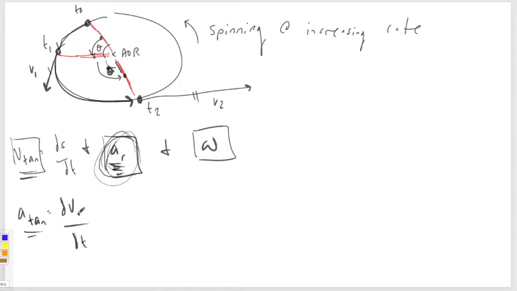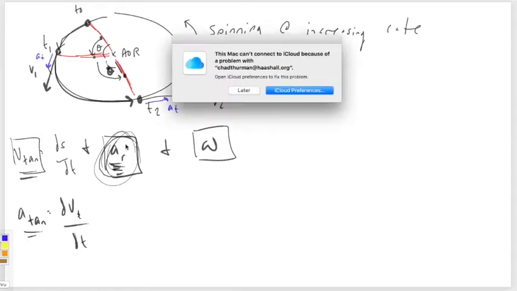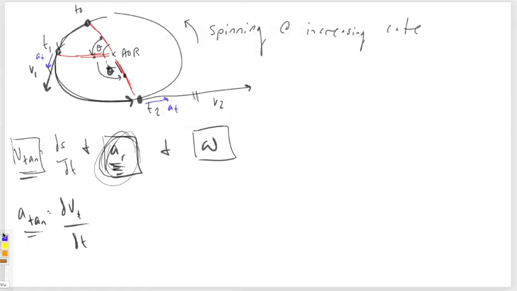Where a tan is responsible for the speed change, so it always points parallel to my velocity. So here is a tan right here. Here is a tan right here. And then of course my radial acceleration would always be pointing into the middle of the path. Okay? So please don't get those confused. The actual acceleration, of course, would be the vector sum of those.